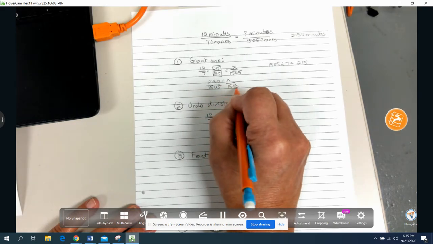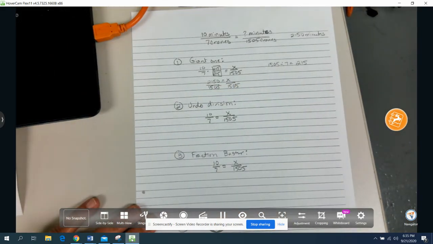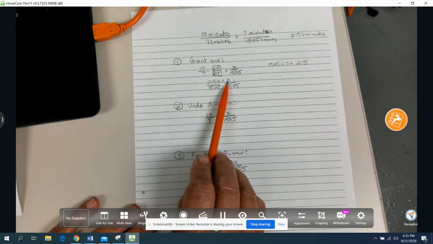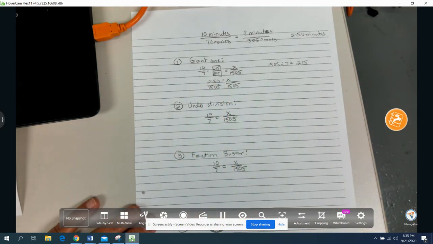And remember that a proportion is a set of equal ratios. So in order for these to be equal, x would be 2,150.